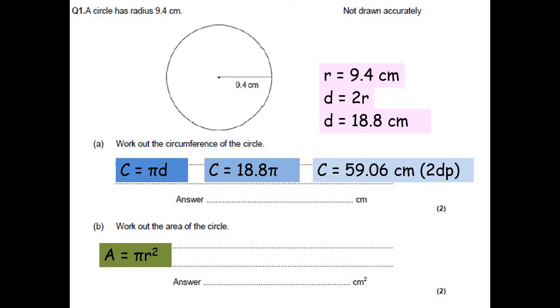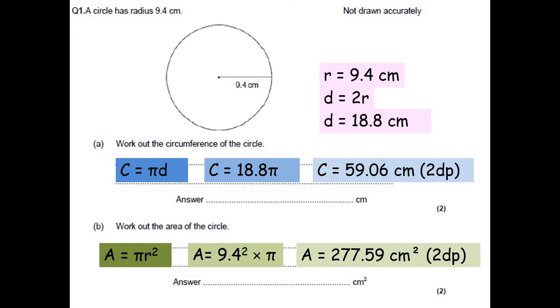Now we need to work out the area of the circle. So the area is pi multiplied by the radius squared. So in this circle we have a radius of 9.4 centimeters. So we need to square that and multiply it by pi, which gives us an answer of 277.59 centimeters squared. And that's to 2 decimal places. 2 dp means 2 decimal places.